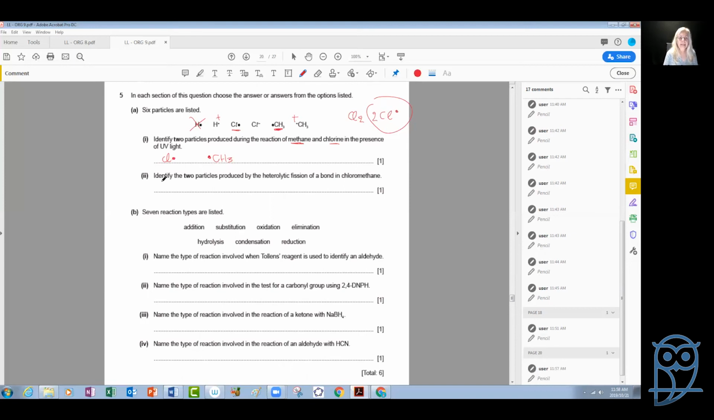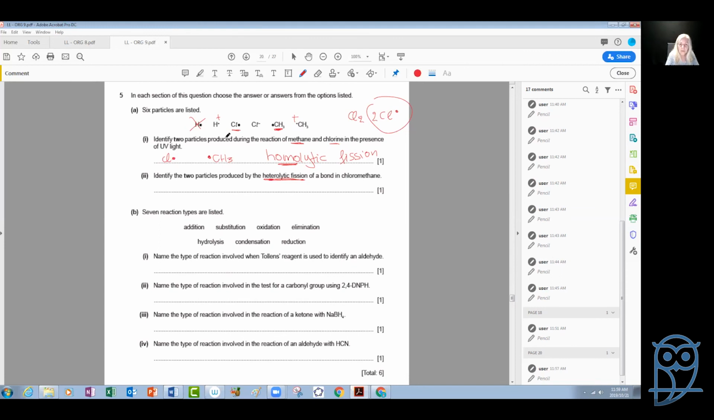Next, identify 2 particles produced by the heterolytic fission of a bond in chloromethane. So now we're looking for heterolytic fission. These free radicals are produced through homolytic fission, if you remember. Let's write it here, homolytic fission, to remind us that there are 2 types of fission. Free radicals are formed during the homolytic fission. Now, identify 2 particles produced by the heterolytic fission of a bond in chloromethane.